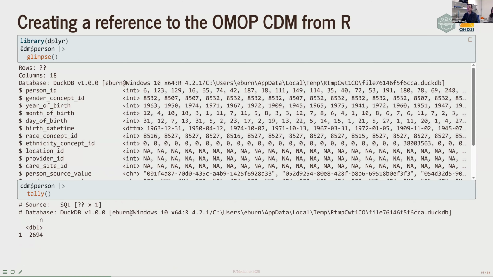And what does that look like? So we've got, again, a single reference. We can do CDM and then $person. That will give us our person table, and we can see what that looks like.